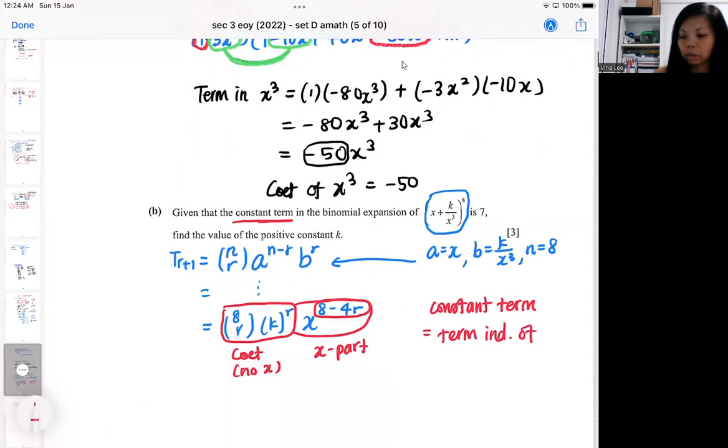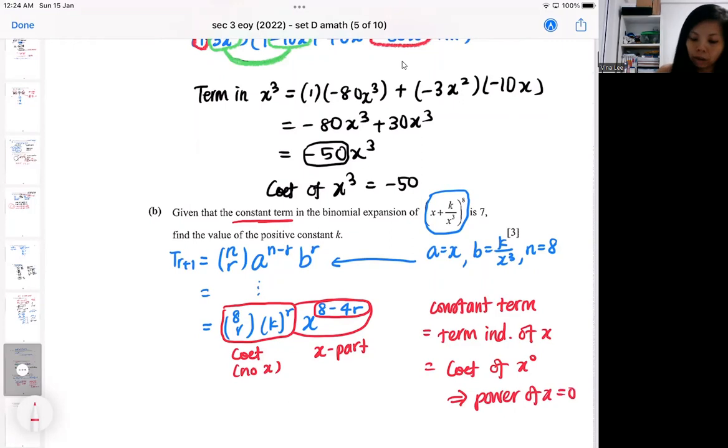Independent of x means there is no x. It's just a number. So when it's just a number, it's actually a coefficient of x to the power 0, meaning the power of x is actually 0. This is something a lot of students will forget. So that means, for a constant, the power should be 0.